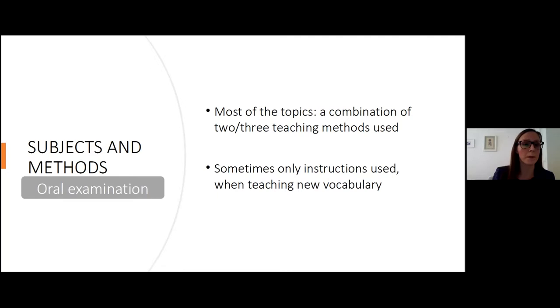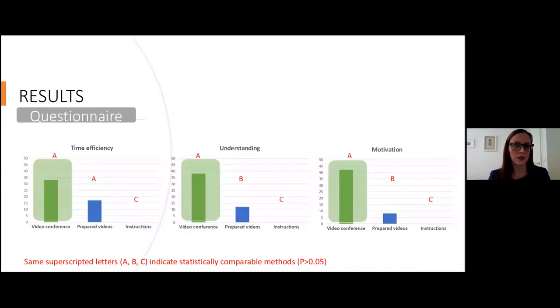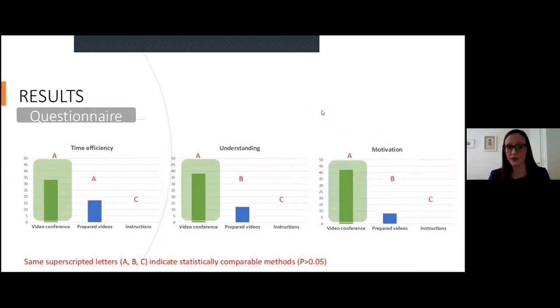And now the results. As you see in these plots, some superscripted letters indicate statistically comparable methods. As we see in time efficiency, in the first criteria, video conference and pre-prepared videos could be statistically comparable. The second criteria, understanding of the topic. Here we see in this plot, there were no statistical differences. And then the third criteria, motivation level.